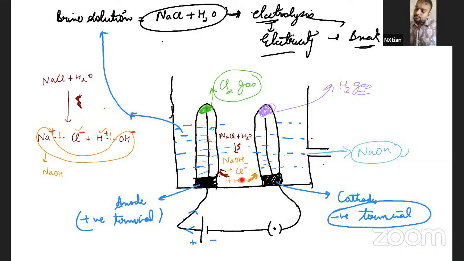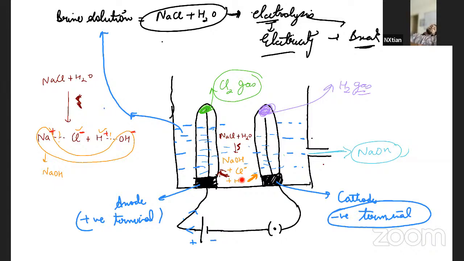So write it down now. Electrolysis means with the help of electricity, we are breaking the compounds. It's called electrolysis. Quickly draw the diagram. Diagram is very important. Write each and every detail.